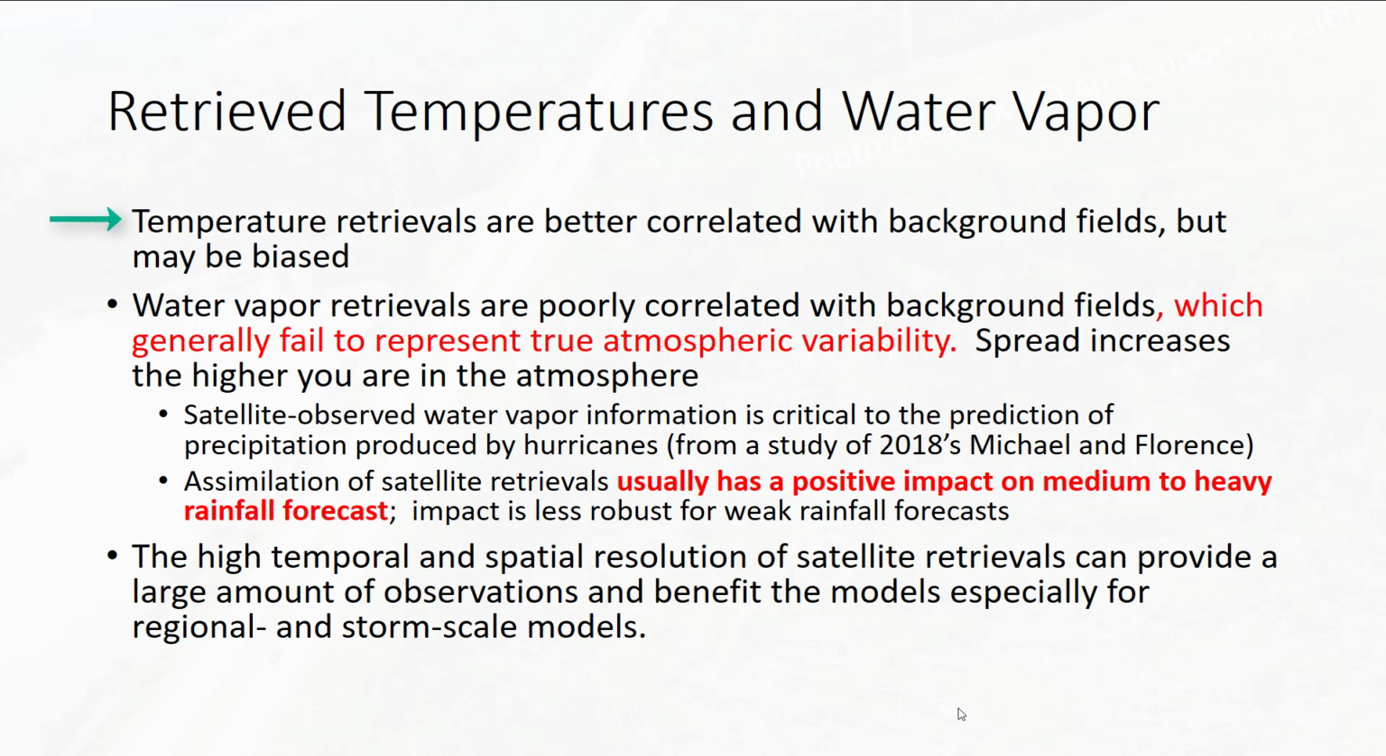Temperature retrievals from satellite are in pretty good agreement with background fields that are typically model generated, so you're comparing it to a forecast. Water vapor retrievals are more likely poorly correlated with the background fields, suggesting that model simulations of water vapor are inaccurate. Assimilating moisture into the model therefore has a pretty positive impact.